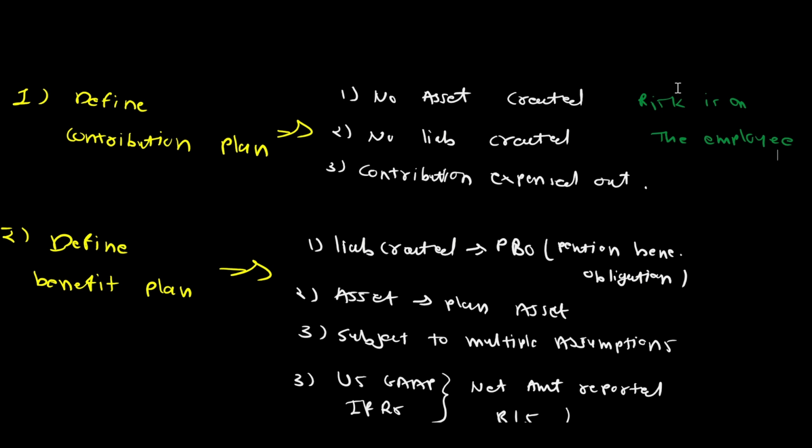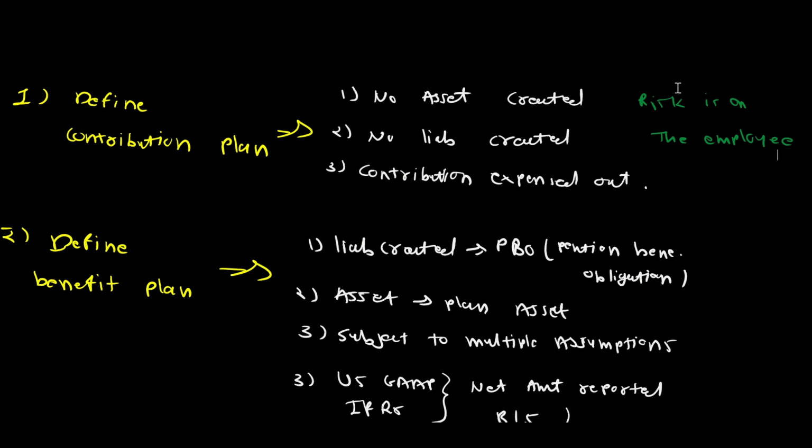The company just gives the agreed amount to the pension plan. So the company records only the amount it has contributed during the years. No long-term liability is created. It is treated as an expense in the profit or loss.